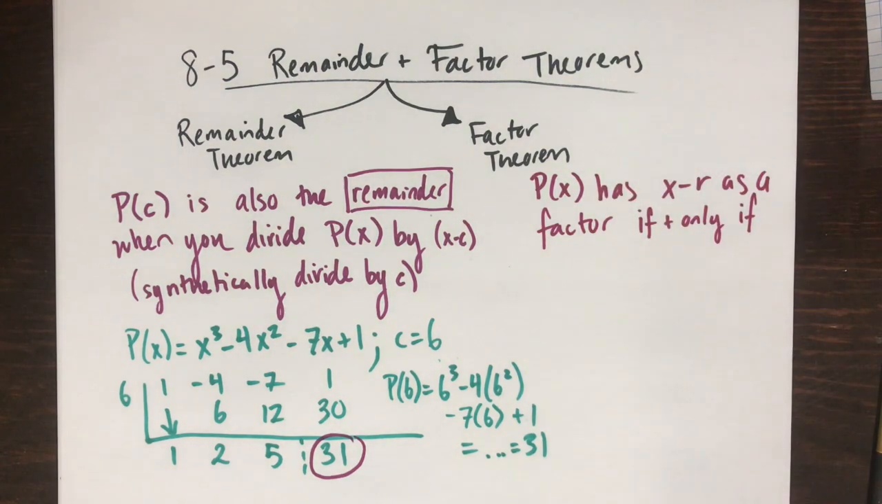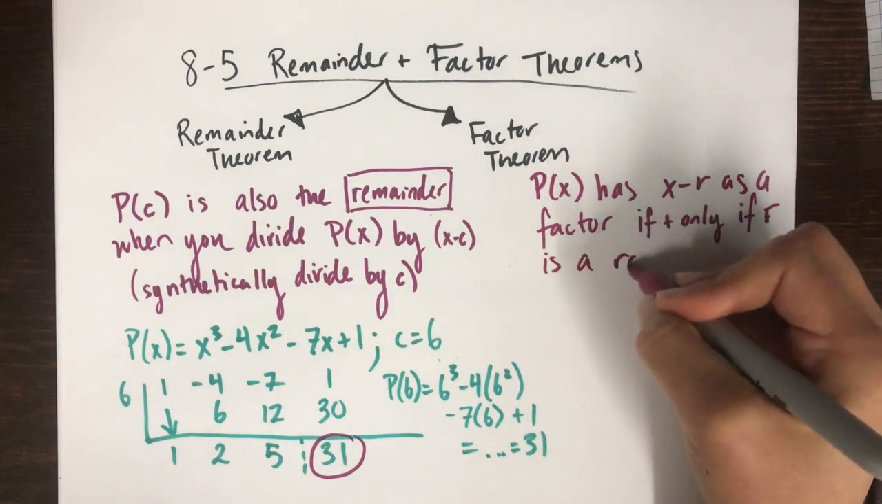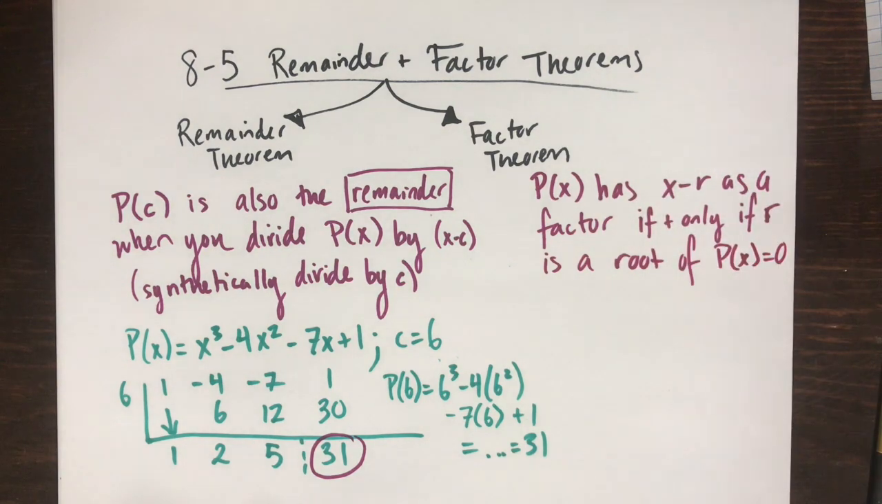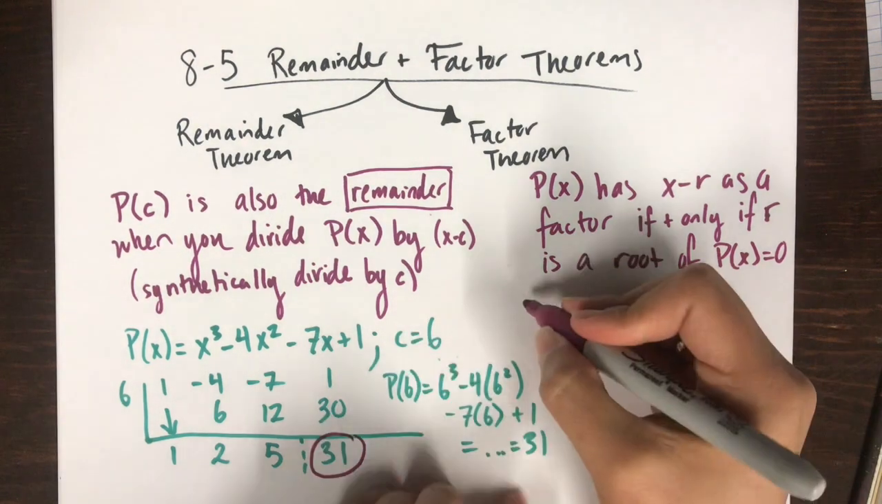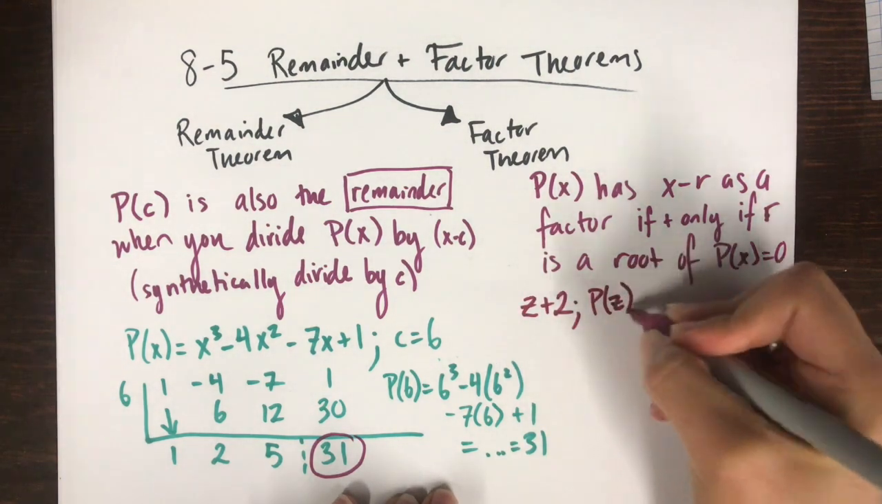So anyway, we have this other theorem, which is the factor theorem. It says that a polynomial has x minus r as a factor, it might be x minus 2 or x plus 3 or whatever, if and only if r is a root of the polynomial. That is, if that value r, when plugged into the equation, makes the whole polynomial equal to 0. That's what that means.